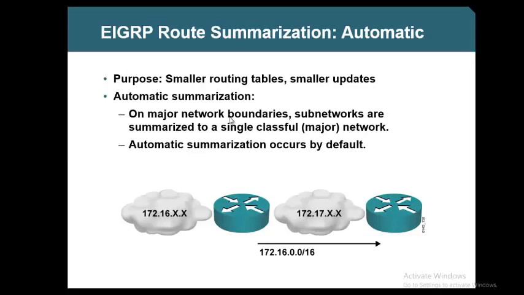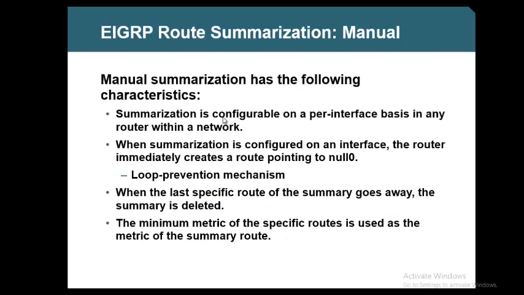Auto summarization means rounding to the major network boundaries. You saw that. And when you configure summarization on an interface, a summary route pointing towards the null zero interface is generated. It is not pointing towards a particular interface. If it pointed there, it would cause a loop. That's why it points towards the null interface. The manual summarization is done on a per interface basis.